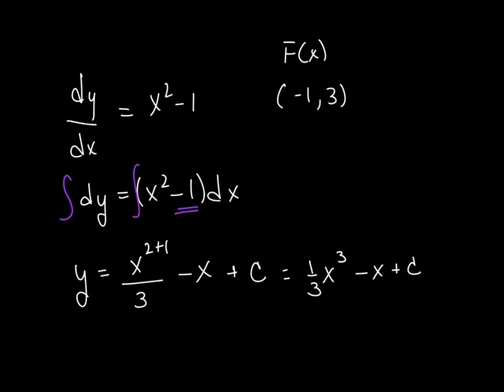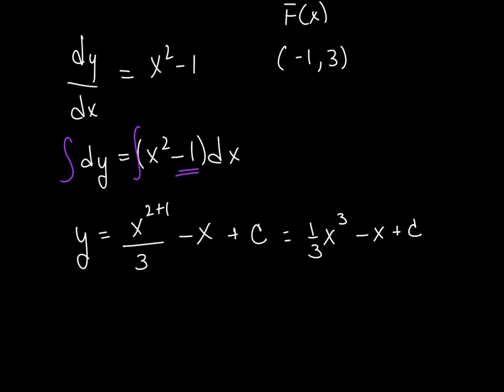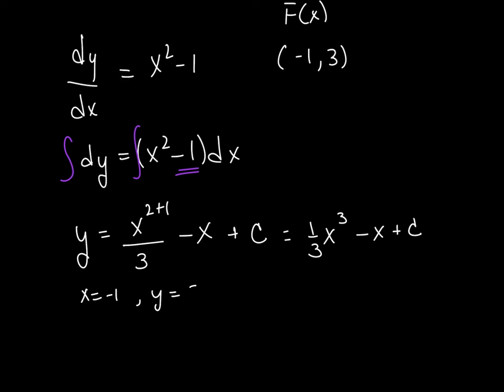Now we can find c. Well, how do I find c? I find c by using that point that I know. So I know from the point that I've been given that x is equal to negative 1 and y is equal to 3. So I use substitution and plug that in, so it's not y anymore. It is 3 is equal to 1/3 times, it's not x anymore, but negative 1 to the third minus negative 1 plus my constant.